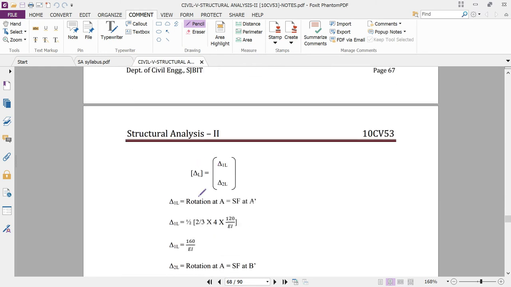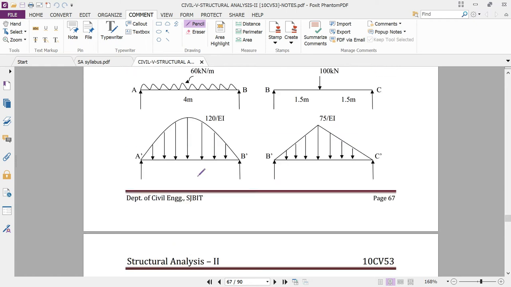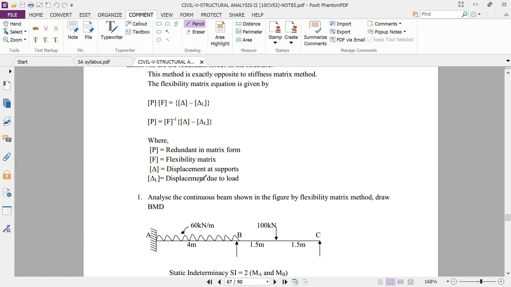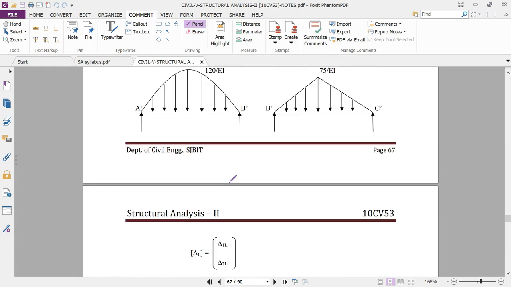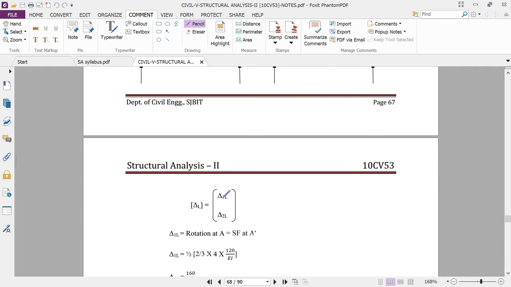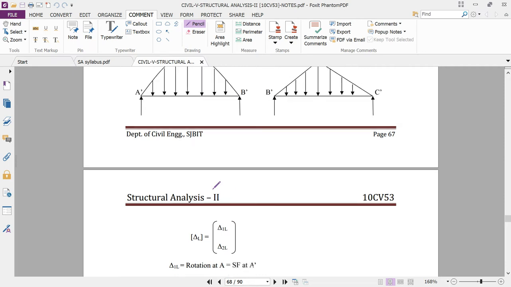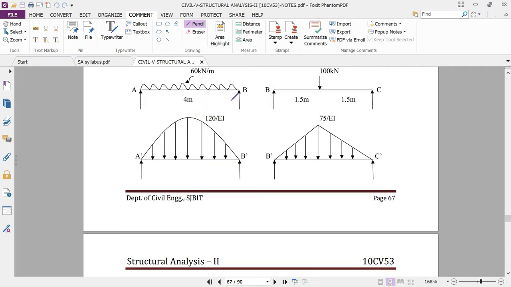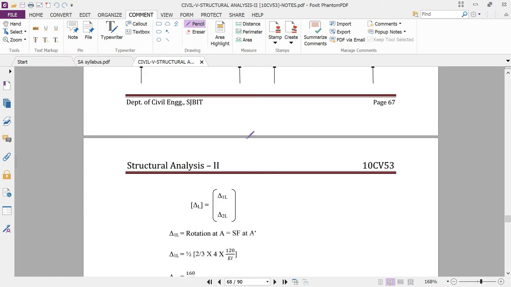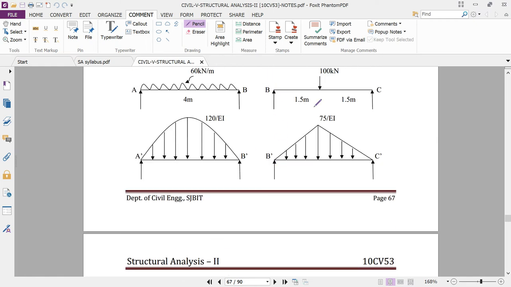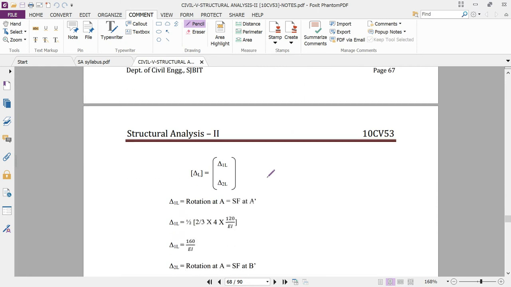Okay, now this is the important part. Delta L, you know the nomenclature of delta L: it is the displacement due to the load. So we assume delta 1L and delta 2L. What is the meaning of delta 1L? Delta 1L is the displacement because of the external loading on span AB, and delta 2L is the displacement because of the loading on span BC. This you have to define in your delta L.